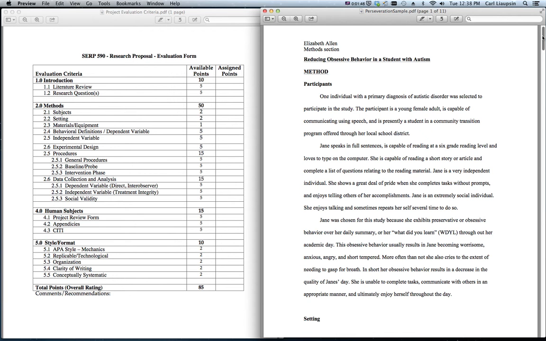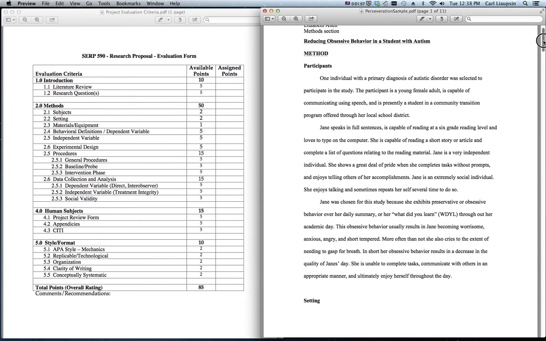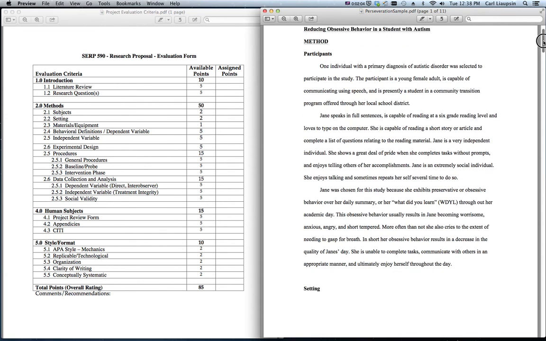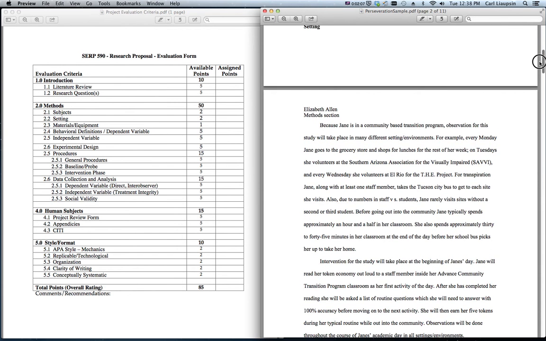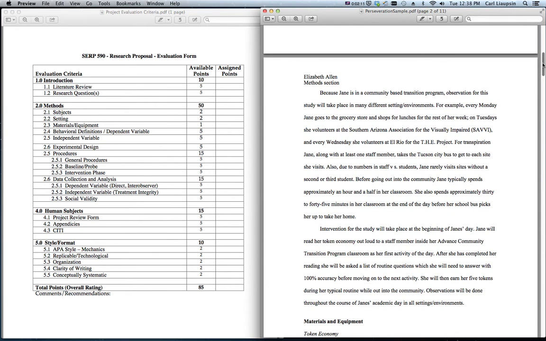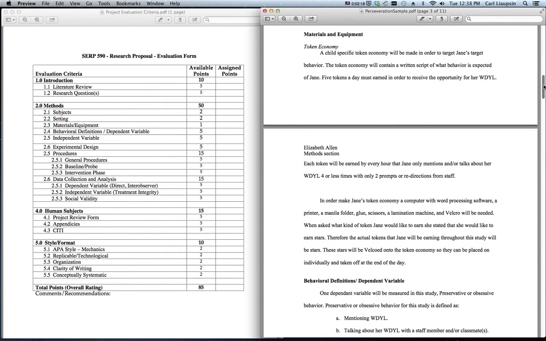You'll see that the proposal also follows the project evaluation criteria pretty closely in terms of the methods section. So she has the participant's description. In this case, it is one participant. So if you're working with an individual instead of a group, this is also a nice model. Great description of the setting. Very careful and detailed description of the setting. Nice description of materials and equipment. And she's going to be doing a token economy. She didn't necessarily describe the process of the token economy, but what was required in terms of actual physical materials and equipment to conduct the token economy.